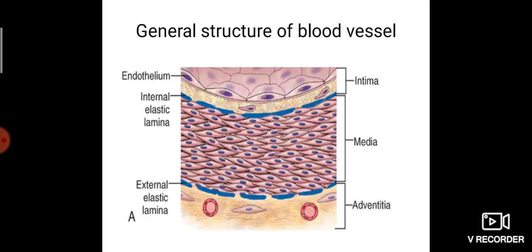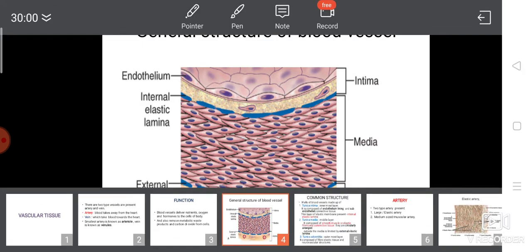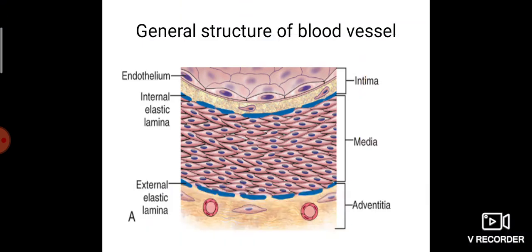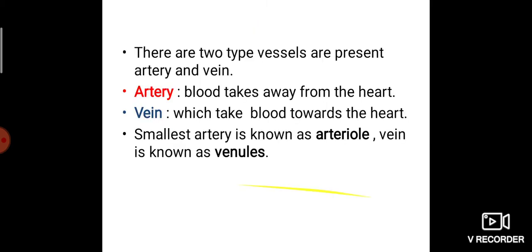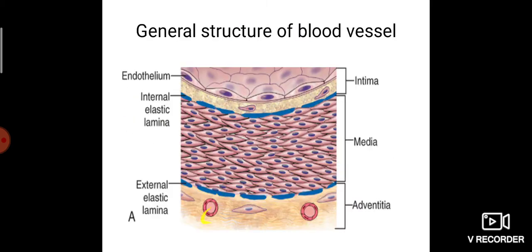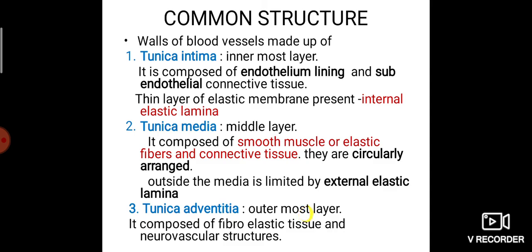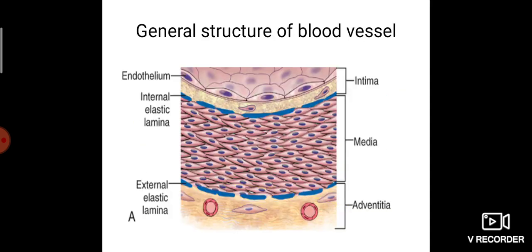Below the external elastic lamina, we can see the tunica adventitia. Tunica adventitia is made up of connective tissue fibers, collagen fibers and elastic fibers. Then it also consists of a neurovascular bundle. You can see some arteries here. This is one artery supplying the tunica adventitia, that is, an artery supplying an artery. That is present in the tunica adventitia layer. So the tunica adventitia layer consists mainly of collagen fibers.